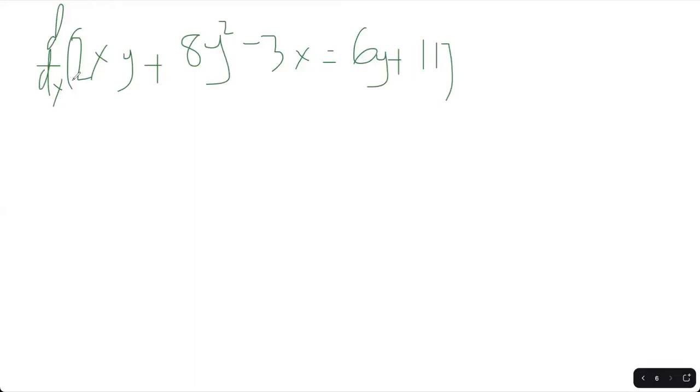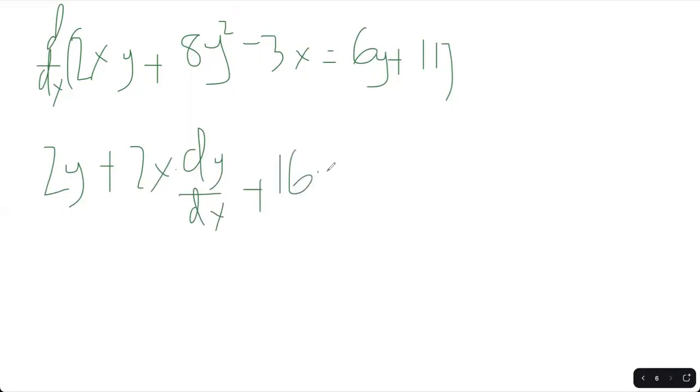First, we have 2xy, product rule. First, we start with 2x. Derivative of that is just 2, so 2 times y. And then we keep the 2x. Derivative of y is just 1, but then we have to multiply it by dy dx because of chain rule. Then we have derivative of 8y squared is 16y times dy dx because of chain rule.